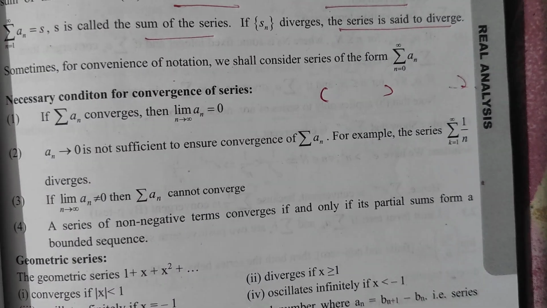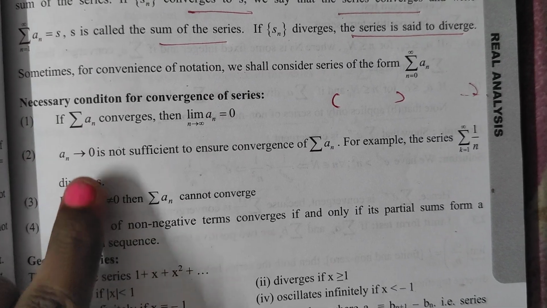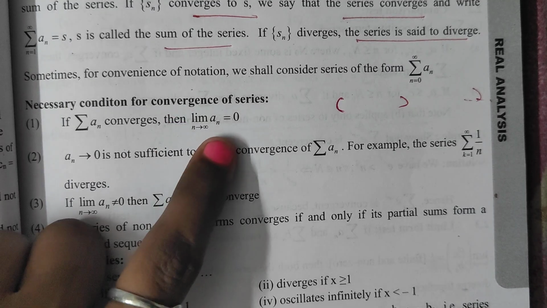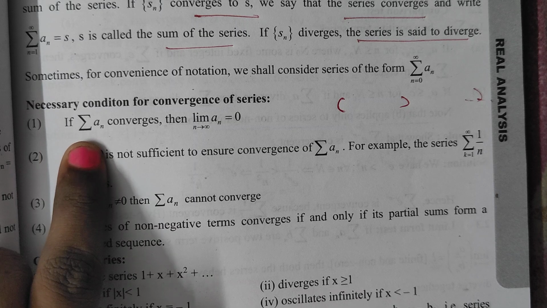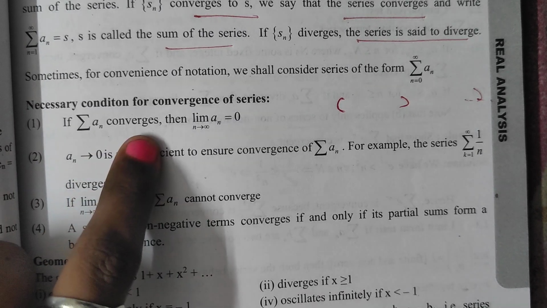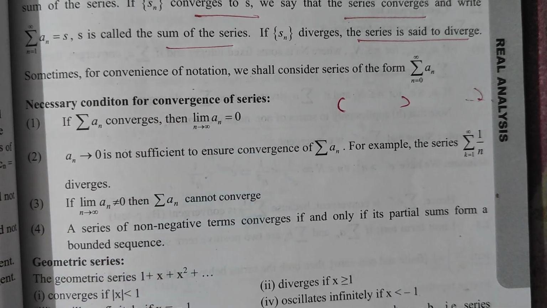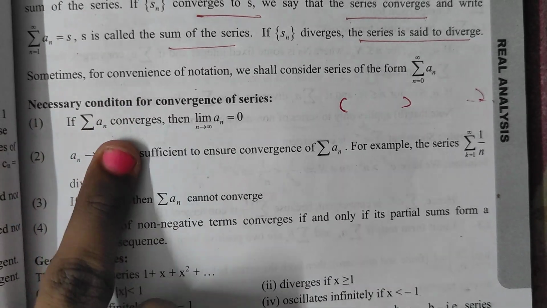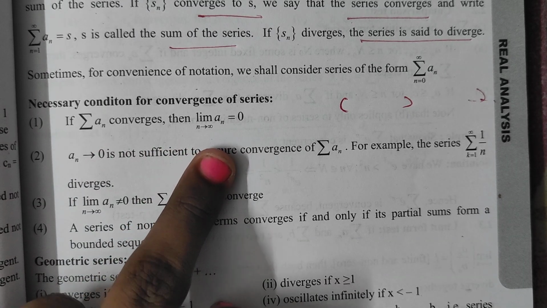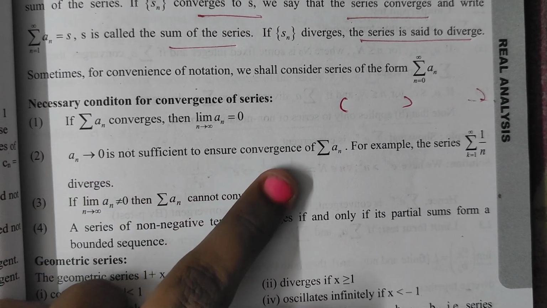Next, the necessary condition for the convergence of a series. There are some conditions. If summation of an converges, then limit n tends to infinity of an is equal to 0. If you say that a series is convergent, you can automatically say limit n tends to infinity of an equals 0. You are applying the limit. When this summation converges, the limit of an equal to 0 will come. But an tends to 0 is not sufficient to ensure convergence.